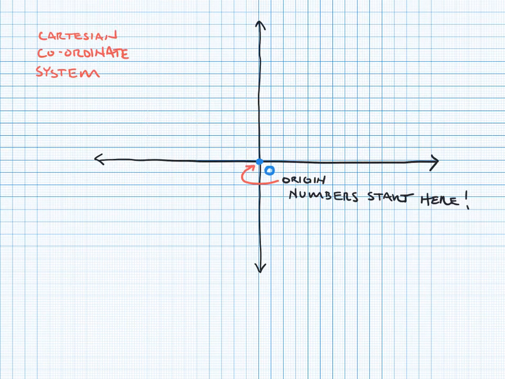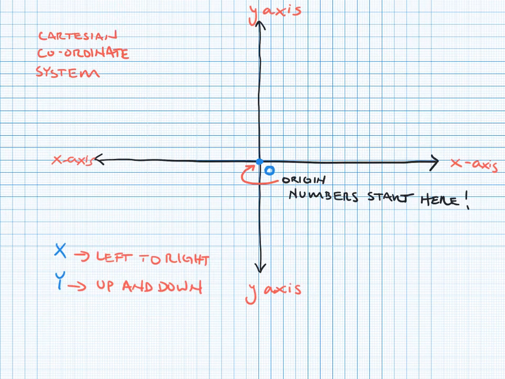Each line of measurement is going to be called an axis. The one that goes from left to right is going to be called the x-axis. And the one that goes up and down is going to be the y-axis. And it's so vitally important that you remember which axis is x and which axis is y. So from today, just try to remember that y goes up and down and x goes left and right.